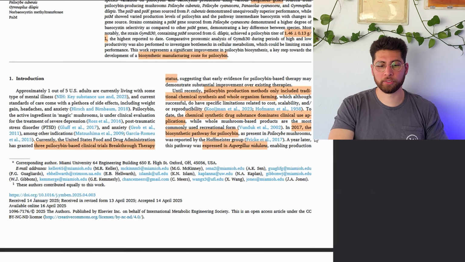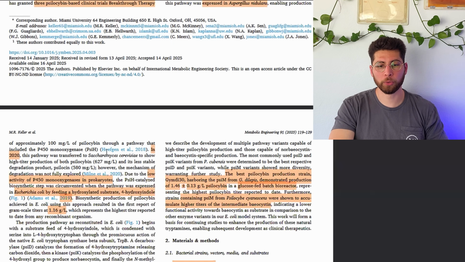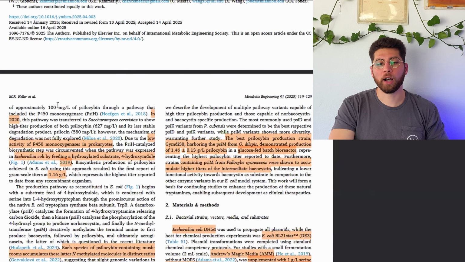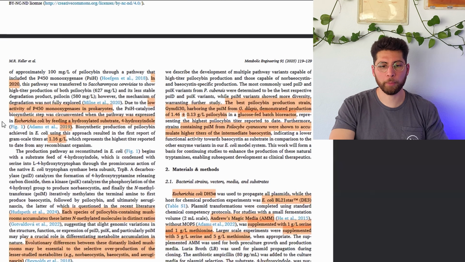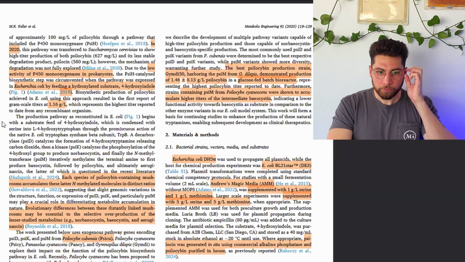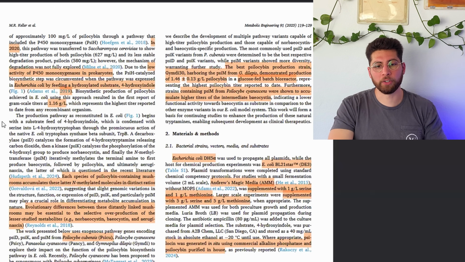And created some titers of psilocybin. They were only making 100 milligrams per liter, but that's still pretty cool. And then in 2020, the pathway was expressed in Saccharomyces cerevisiae. I have a video on that paper as well. But there were some issues here. They were making a lot of psilocin as well as psilocybin.